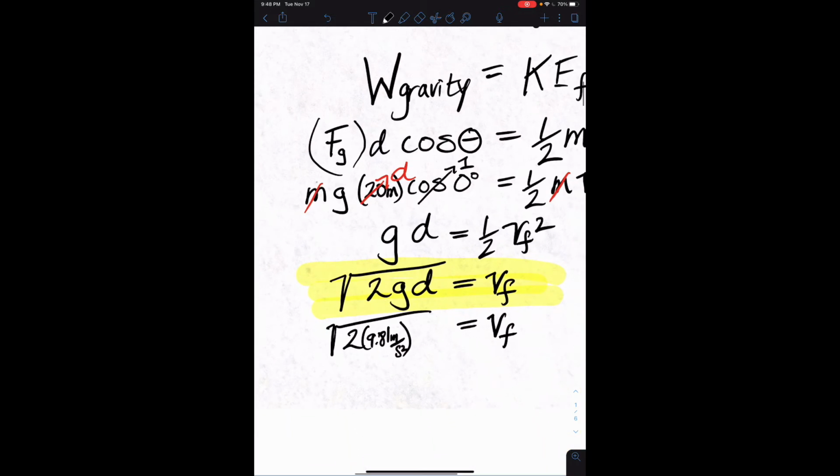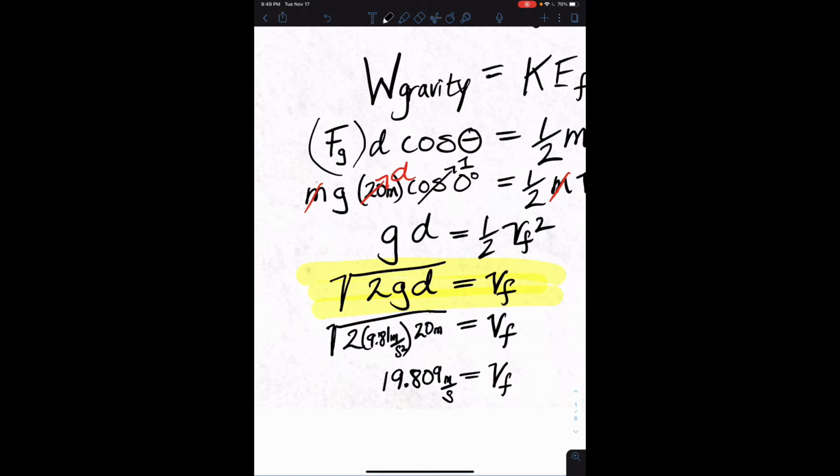All right, so coming back down here, D is distance, which is 20 meters. All right, so we do the math there. I think we end up getting 19.809 meters per second. And here's where we run into a problem, right?